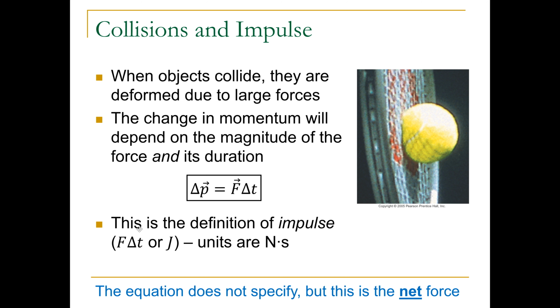Units for impulse are newtons times seconds. Keep in mind that's equivalent to the units for momentum, right? Since it's equal to change in momentum. So you could write it as kilograms times meters per second. But if we're talking about impulse, generally it would be better to use newtons times seconds.